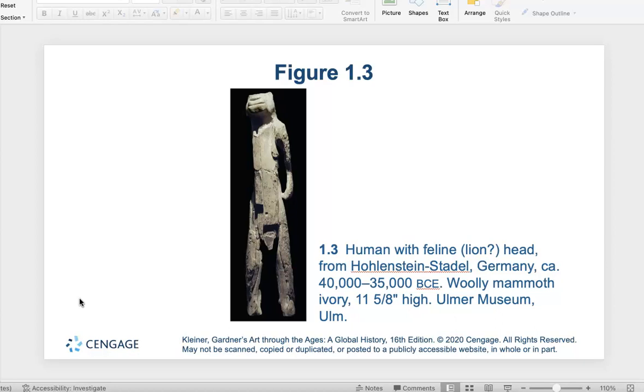But they also had figures like this one. This is from Germany, from Holstein Stadel, Germany, circa 40,000 to 35,000 BCE. I'm pretty sure that's definitely in the Paleolithic period. Paleo means old and lithic means stone. Okay, and that's one of the reasons I don't have an extensive knowledge of prehistoric art. No, I don't. I have a rudimentary knowledge.